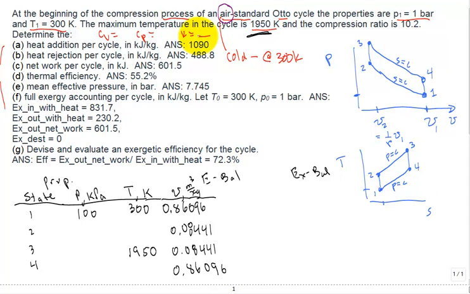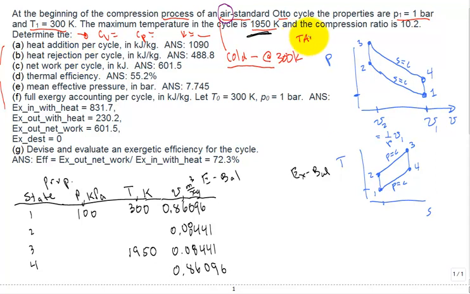So what do you want to do? We have to make a decision. Are we going to maybe do a cold air standard analysis? Maybe do a warm air standard analysis with some average appropriate C sub P, C sub V, and K? Or are we going to use the table?